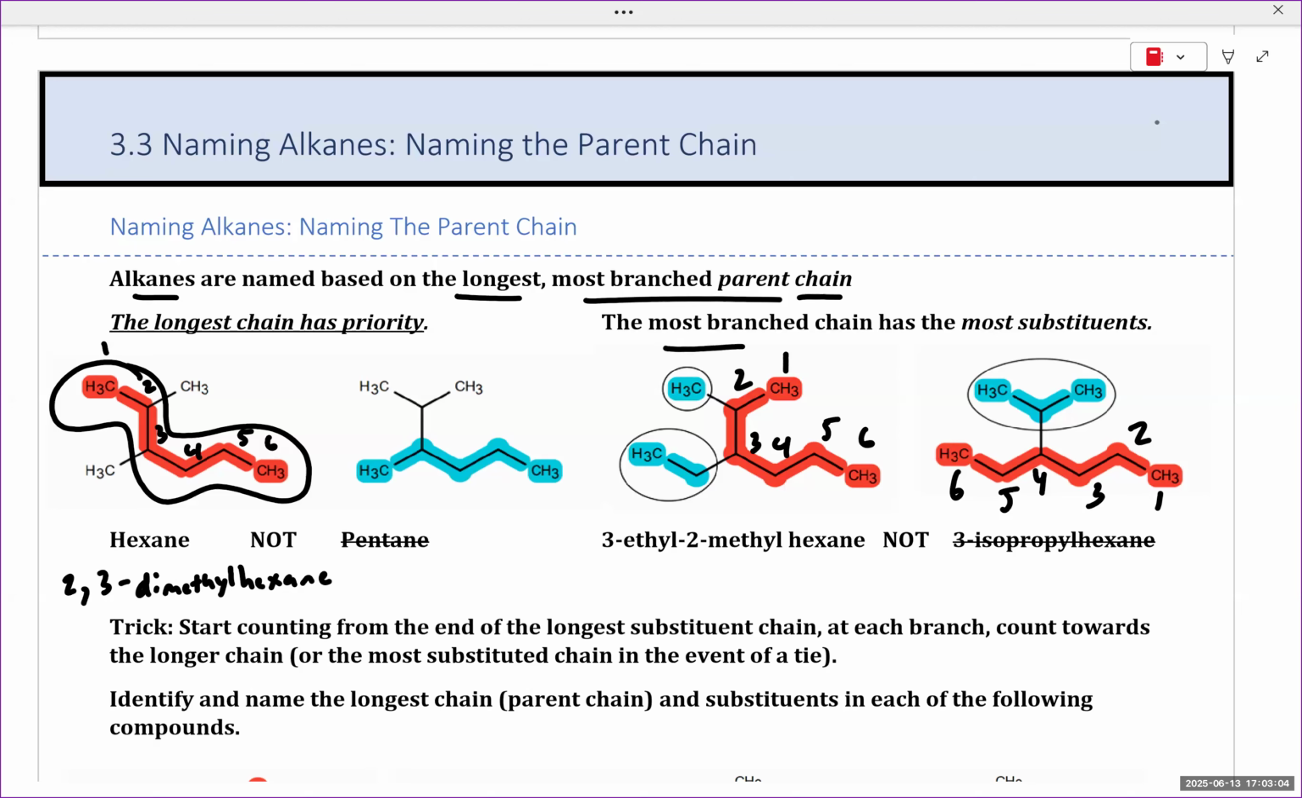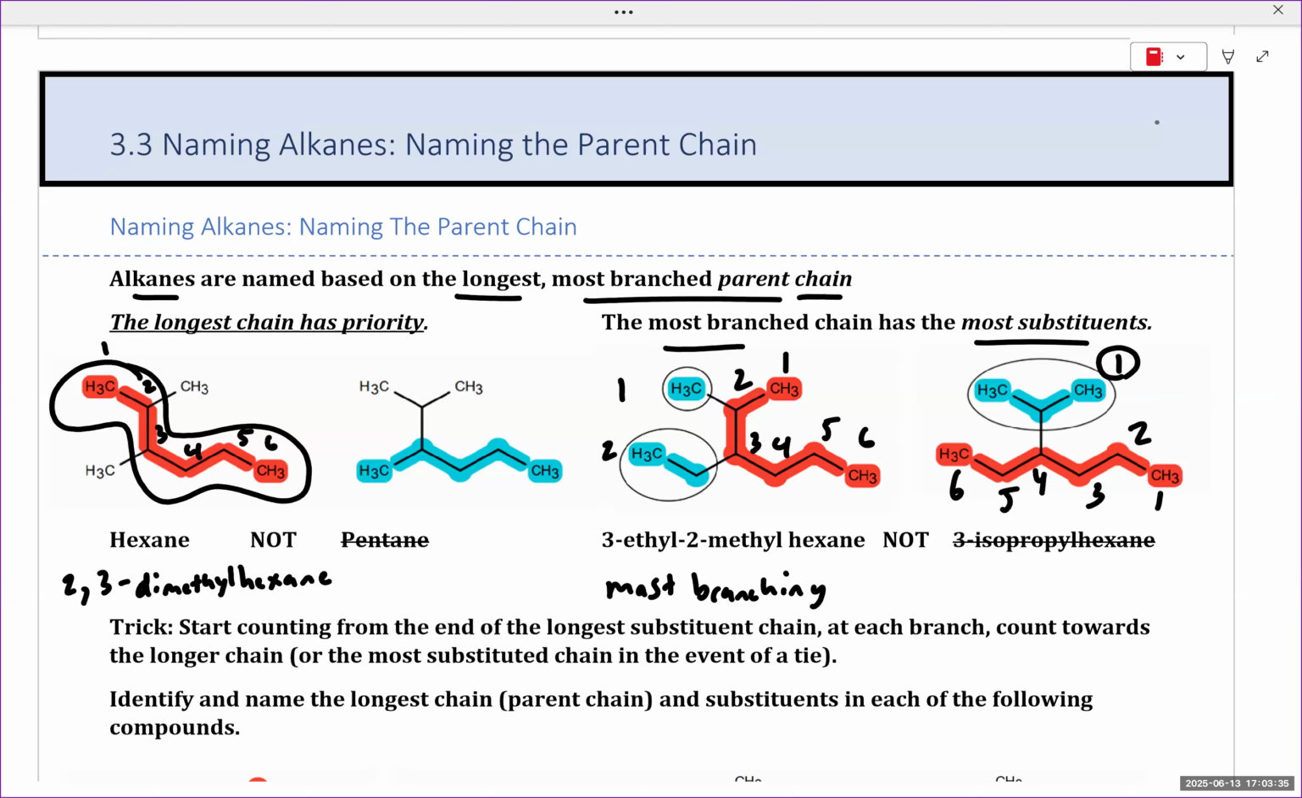The most branched chain has the most substituents. So in this case, we have 1, 2 substituents. In the second case, we just have 1 substituent. So in this case, the numbering method and the main chain outlined on the left is preferred because it has the most branching. So this would be named as 3-ethyl 2-methylhexane instead of 3-isopropylhexane.